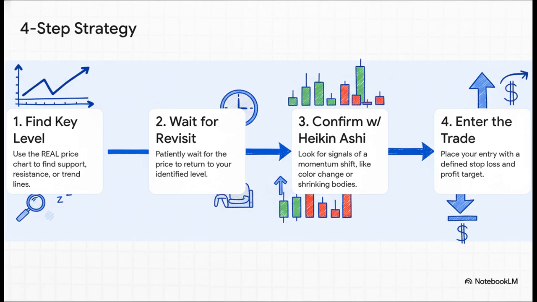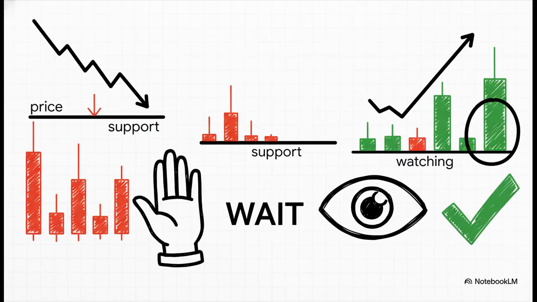Step 3 is our confirmation. We watch the Heikin Ashi candles for signs of a momentum shift. And only then do we move to step 4, which is entering the trade. Let's walk through an example.